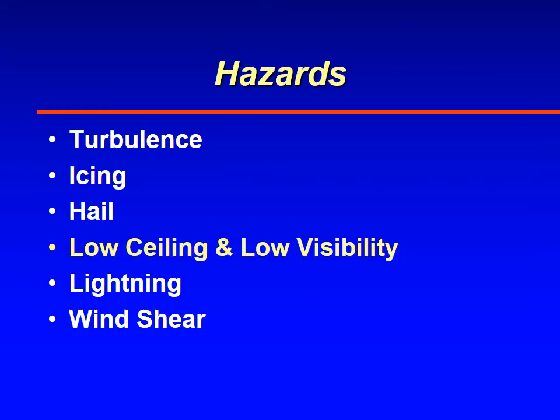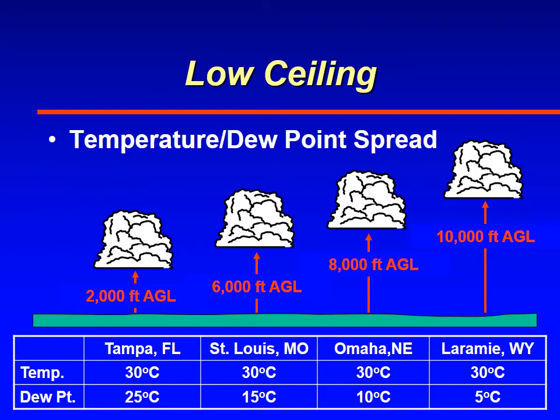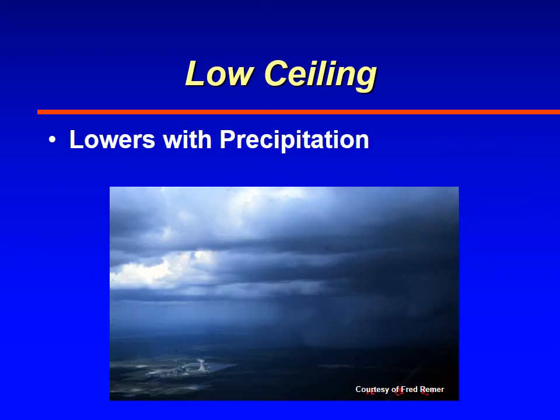And the last thing we'll talk about in this video is low ceiling and low visibility. We talked about how when there's lots of moisture in the atmosphere, the cumulus cloud bases tend to be lower, whereas out in drier climates, you tend to have higher cumulus cloud bases. Of course, as precipitation falls, it saturates the atmosphere in the lowest layers, so you can have the formation of low ceilings and low visibilities in a short period of time.